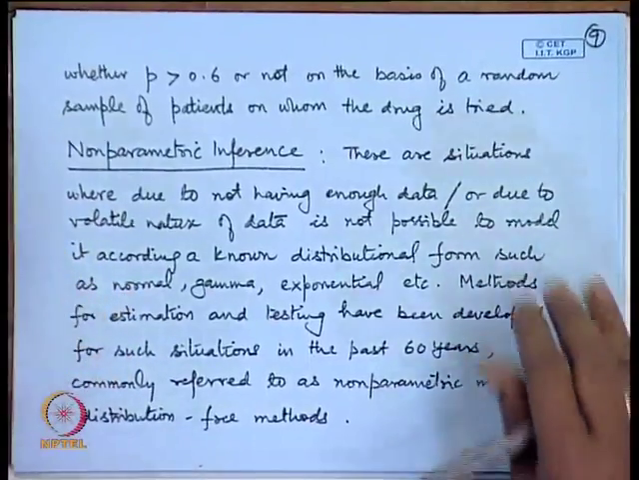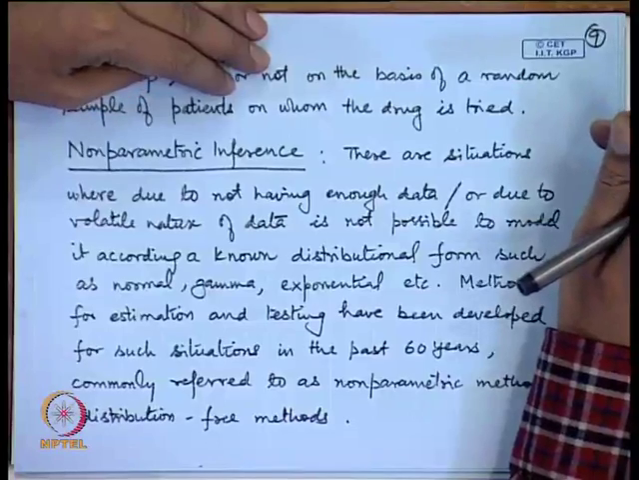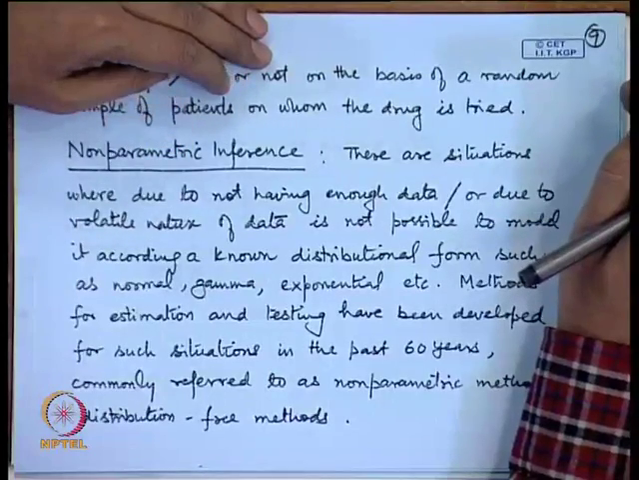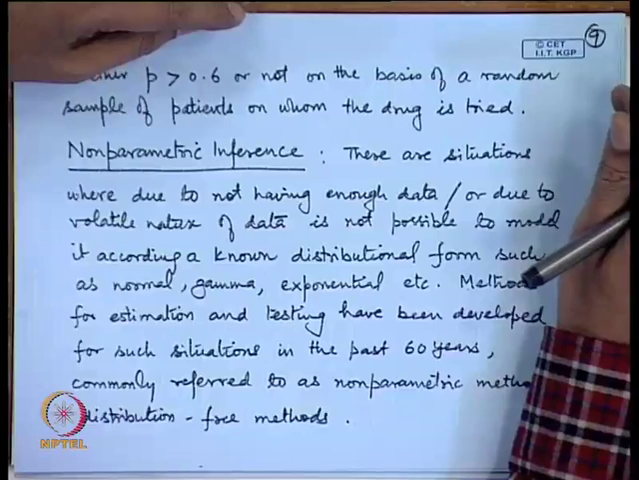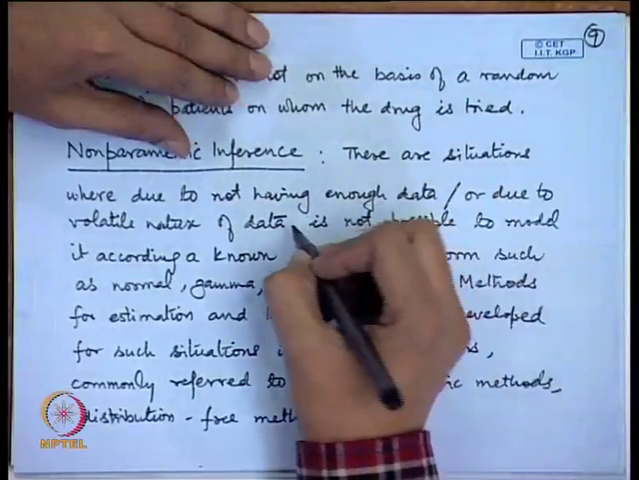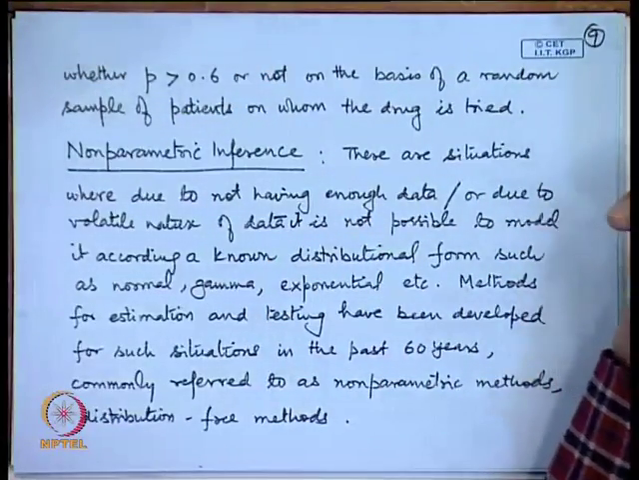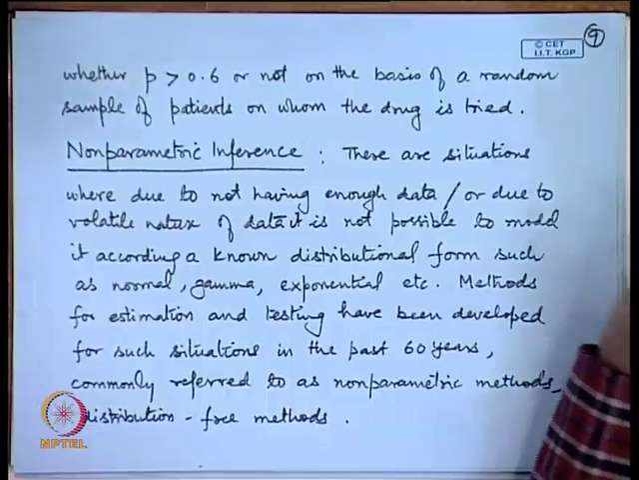There is another distinction which I would like to make at this point. There are situations where, due to not having enough data or due to the volatile nature of the data, it is not possible to model the data according to a known distributional form, such as a normal distribution, a gamma distribution or an exponential distribution, because many times the data is huge and it may have a lot of variations. Therefore, appropriate known probability models are not suitable to fit that distribution.